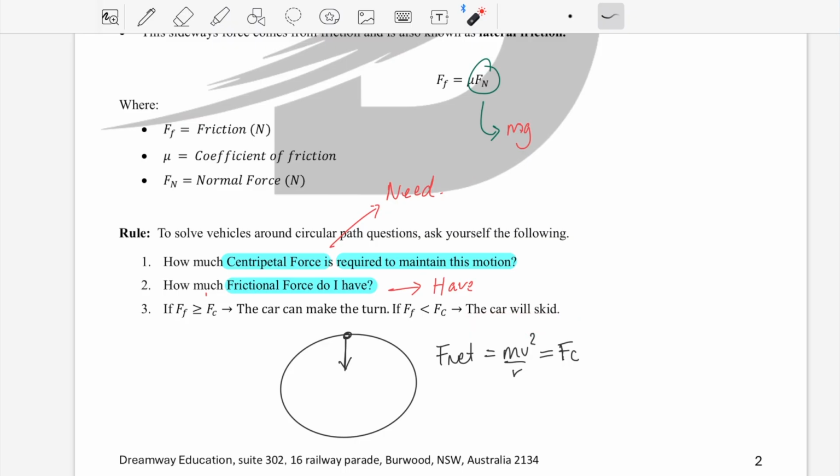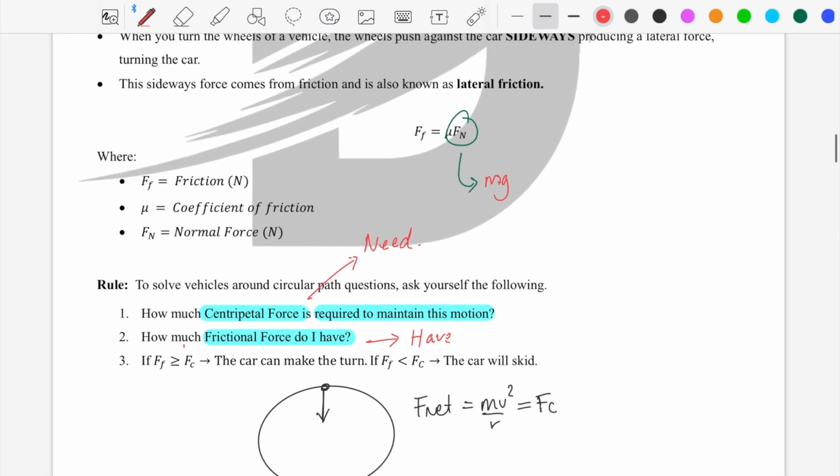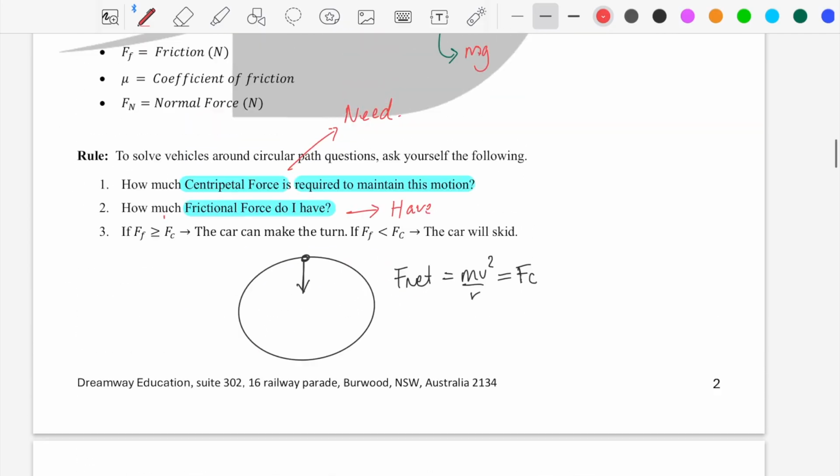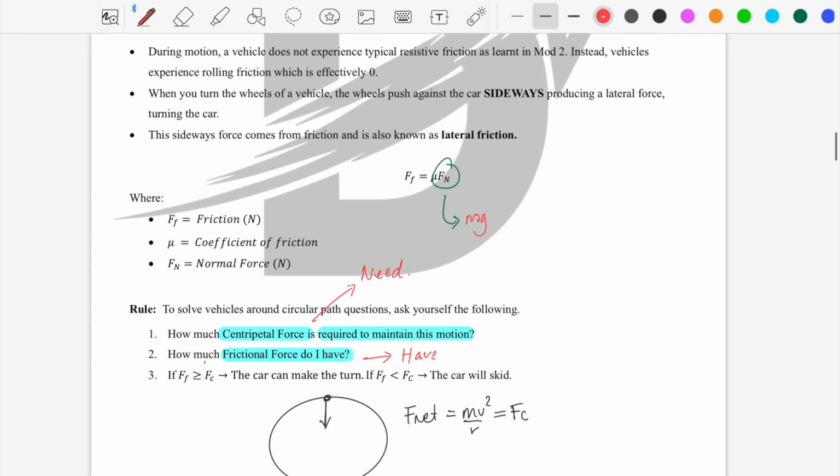You're going to hit a tree. And guess what's going to happen after that, right? You might be going somewhere else. Anyways, so that's how we deal with frictional force questions on a flat surface. You just ask yourself how much you need, how much you have, and then you compare.